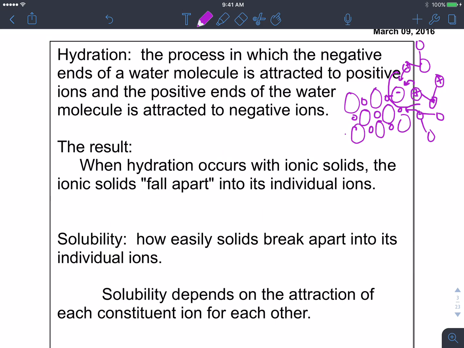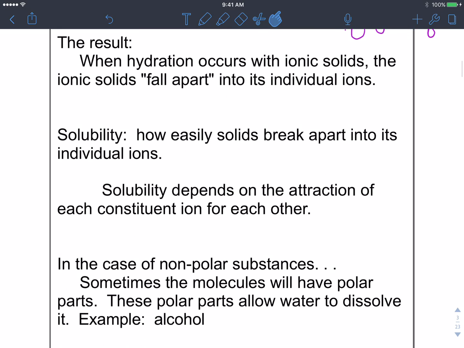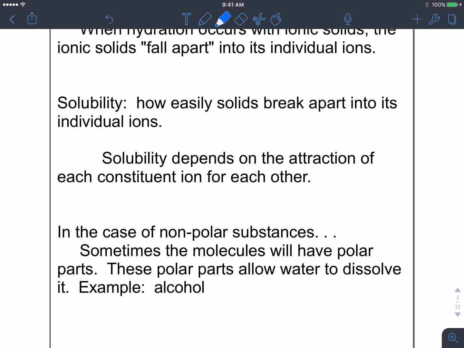Here they call it hydration, the process in which the negative ends of a water molecule are attracted to the positive ions. Positive ends of the water molecule are attracted to the negative ions. The result is that the ionic compounds fall apart. And how easily those break apart is called solubility. So solubility depends on the attraction of each constituent ion for each other. Some things are very soluble in water, some things are not so soluble in water. It depends on its attraction for each other within the ionic compound and its attraction for water.